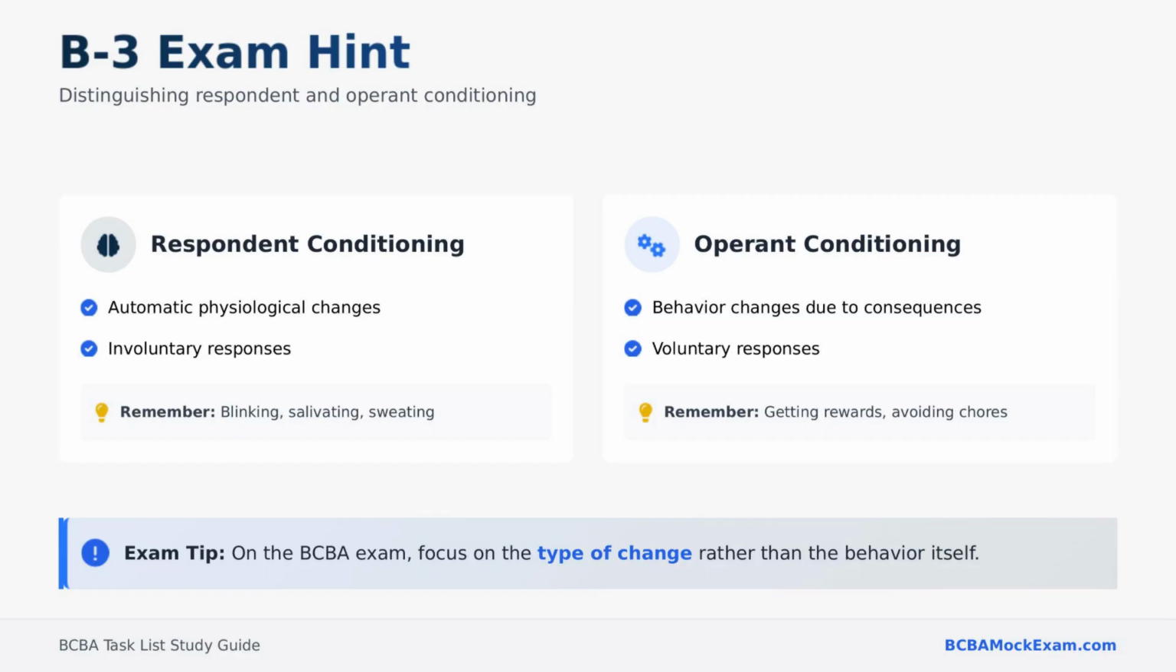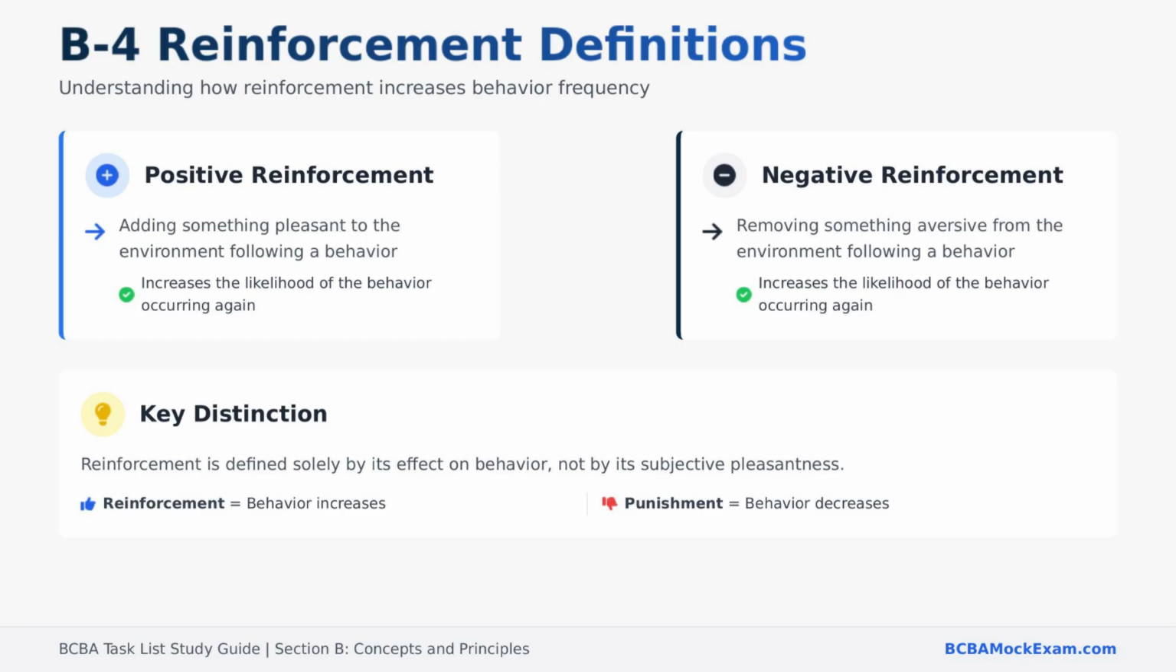And remember, respondent behavior is elicited, operant behavior is emitted. Easy rhyme, big points. Alright, here's where students often trip up. Reinforcement always means the behavior increases. Positive reinforcement adds something pleasant after a behavior. Negative reinforcement removes something unpleasant. Both increase the chance the behavior will happen again.